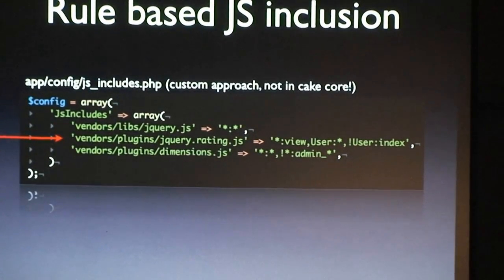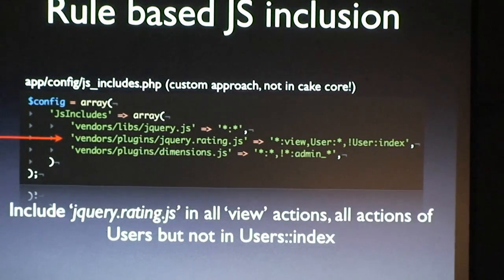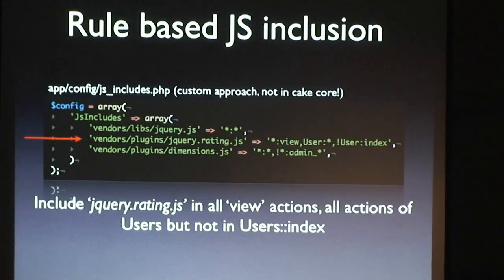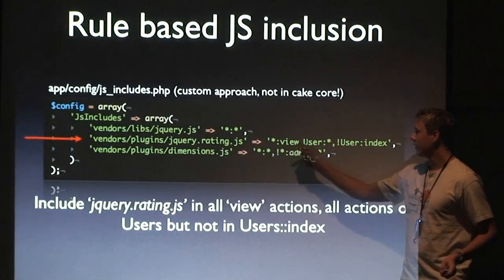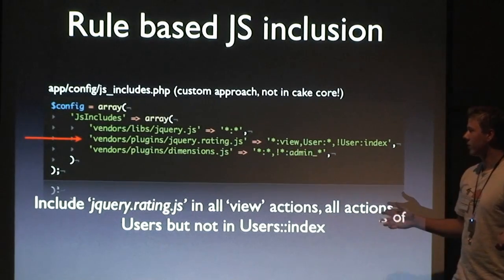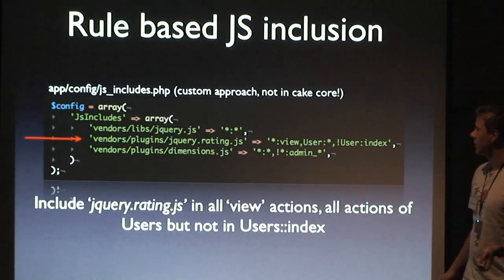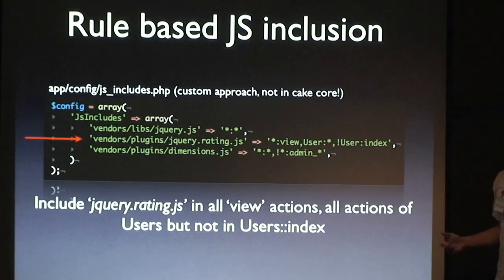Okay, then we have the jQuery rating plugin. Now, we don't want to include this everywhere. In this case, we only want to include it in all view actions, in all user actions, with the exception of user index. So it's basically a chain of simple commands or rules on how to include stuff. So this says all controllers, this says view, so include it for all controllers for the view action. This says do the same for all user actions, but exclude the user index action.